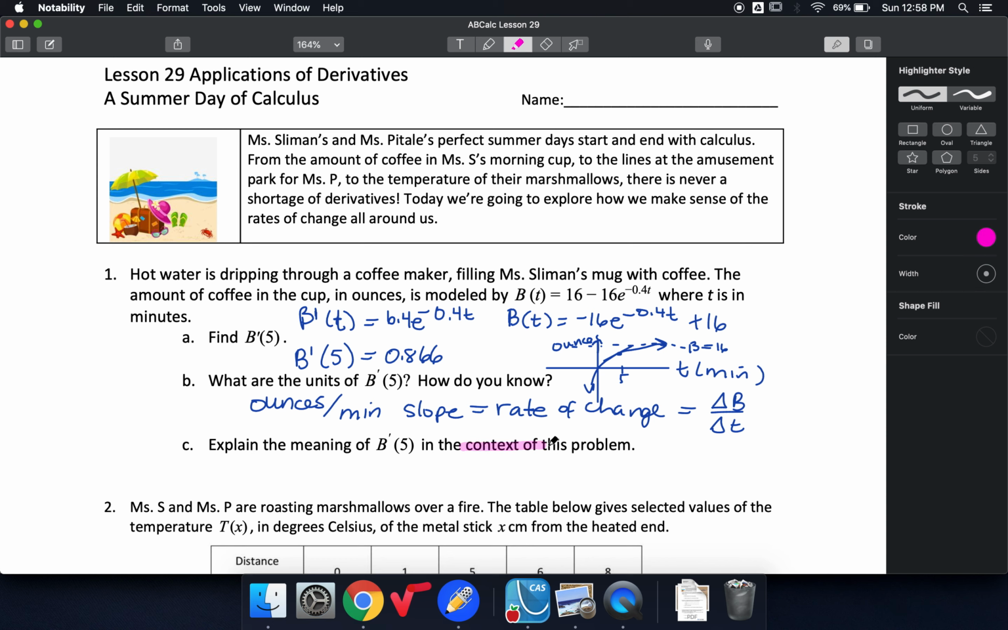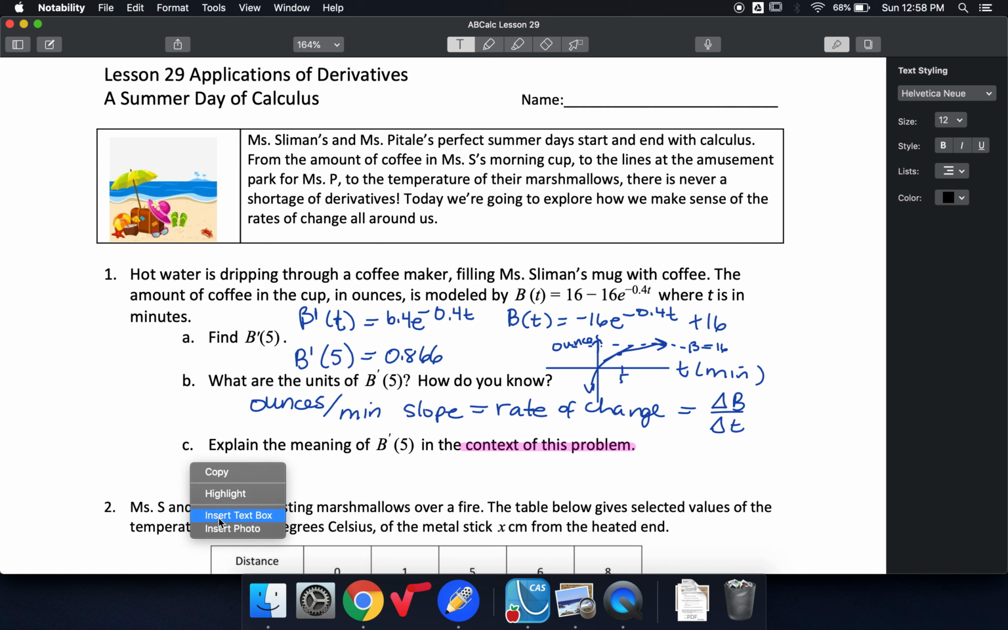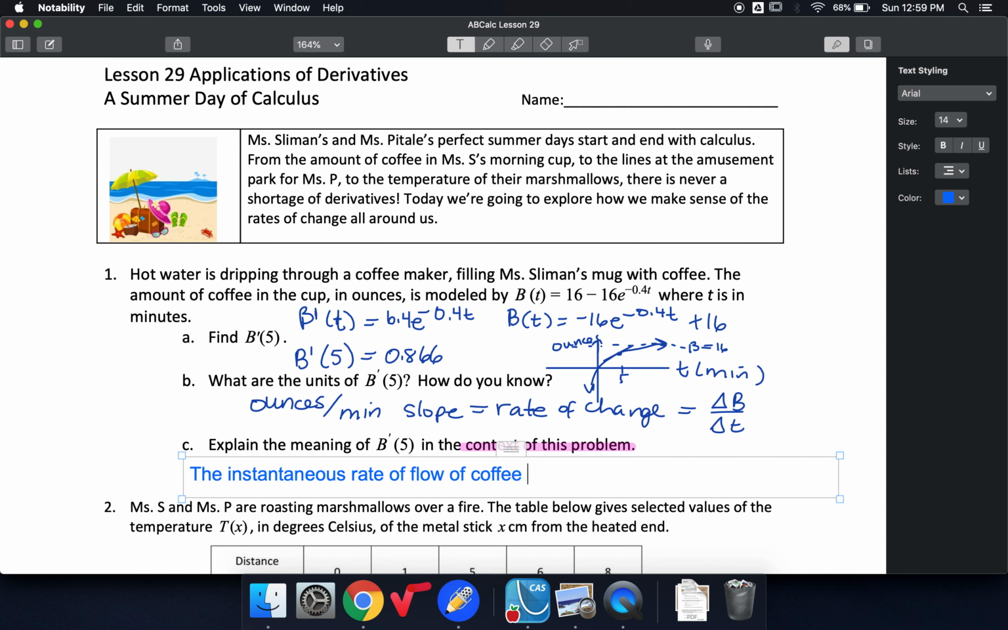The context of this problem is coffee going into a coffee cup. So my value here, I'm going to say the meaning of this is that, why are you not giving me a text box? All right, so the instantaneous rate of flow of coffee into Miss S's cup at 5 minutes is 0.866 ounces per minute. And that's because it's positive, so the rate of flow of coffee into my cup at 5 minutes is increasing.